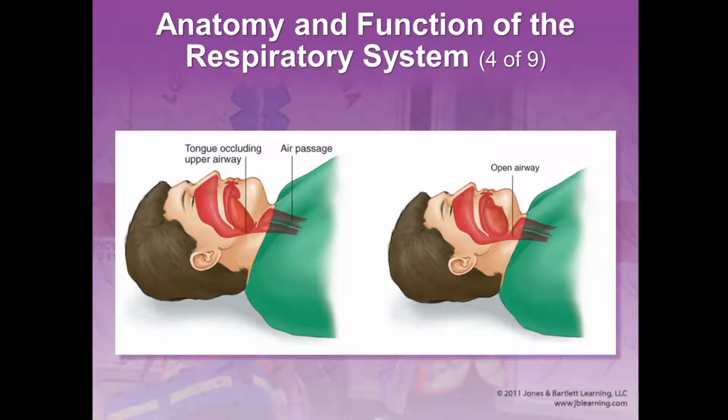This is just an illustration to show you that a person's tongue could be blocking the back of their throat, blocking air from getting past the pharynx into the larynx and the trachea. So you need to use that head tilt, chin lift, or that jaw thrust to manipulate the tongue and create a non-obstructed airway.